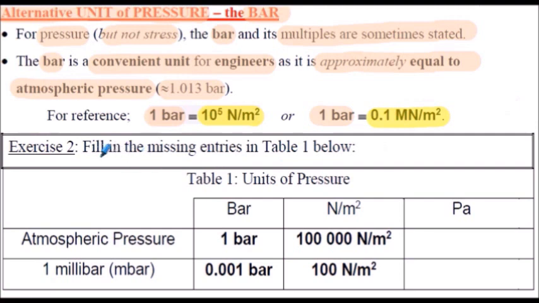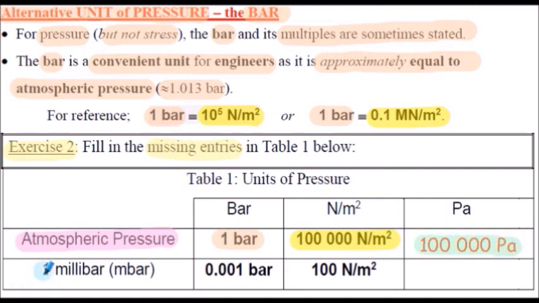Let's consider exercise 2. We've got to fill in the missing entries in the table below. So let's consider atmospheric pressure. That can be taken to be 1 bar. So in newtons per meter squared, that's 100,000 newtons per meter squared. That's 10 to the 5 newtons per meter squared. And in terms of pascals, there's 100,000 Pa.